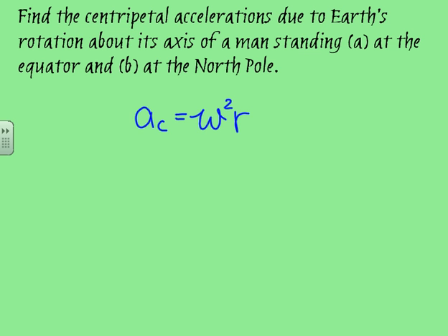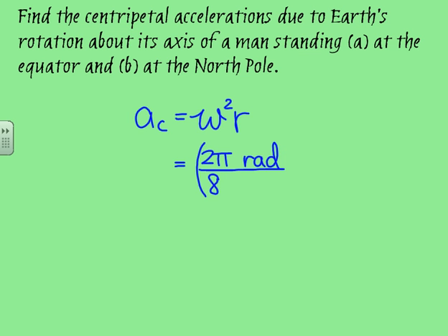We're talking about due to Earth's rotation about its own axis. So as we learned in class, that means that it's just moving in a circle, and so the axis of rotation goes through the Earth. That means that the Earth makes one rotation, or one revolution, which is 2 pi radians, in a total of 24 hours. Well, we're not allowed to put hours in there. We need seconds.